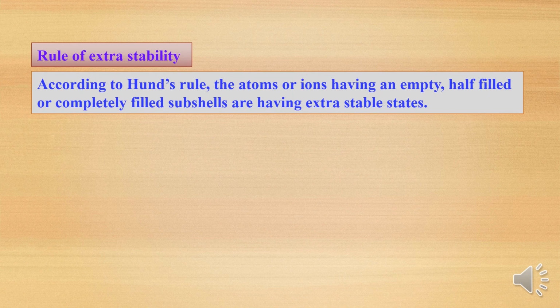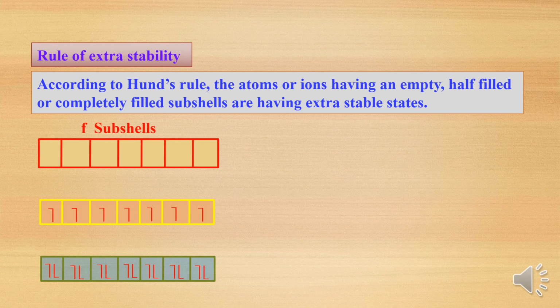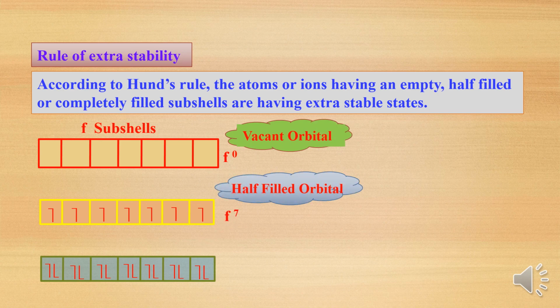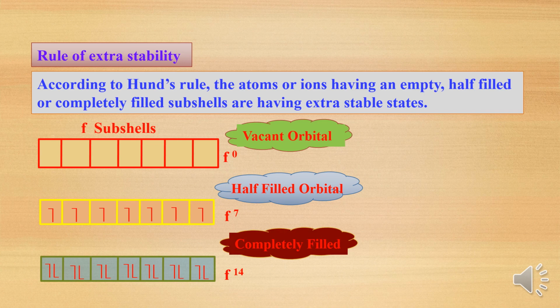Already we know, according to Hund's rule, atoms or ions having empty, half filled or completely filled orbitals are extra stable. That is the extra stability: vacant, half filled and completely filled. Now in the f shell, if it is empty, vacant, then it is more stable. In the same way, if half filled, 7 electrons present, it is also more stable. If completely filled, f14, it is extra stable. Depending upon this, we write the observed electronic configuration.